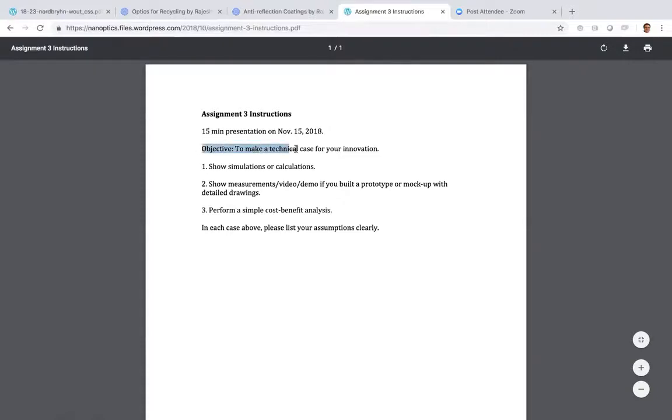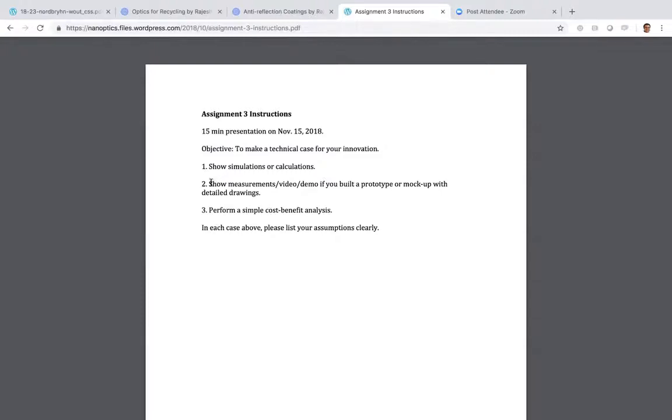The goal of the assignment, to be very clear, is to make a technical case for whatever your innovation or solution is. You can do this with either simulations or calculations. The more detail, the better, but I would say you need to do more than just back of the envelope. I'm going to leave it up to you how much you want to do. It depends a little bit on the project. In an ideal situation, if you can do some ray tracing simulations, that would be great. If that's too complicated, then doing some analytical expressions, solving in MATLAB or whatever, would be good too. But I'm going to leave it up to you.